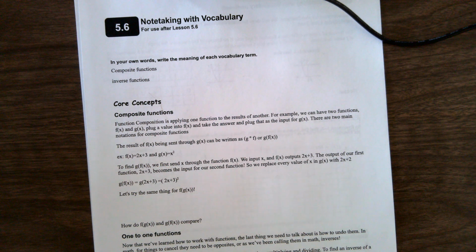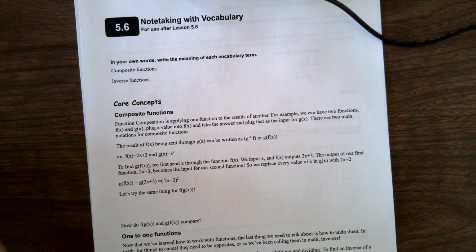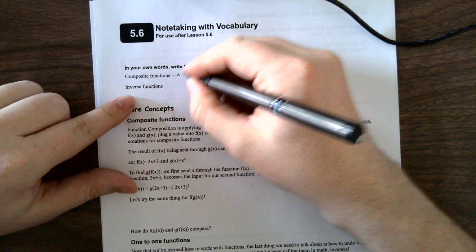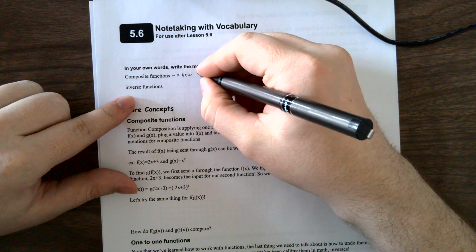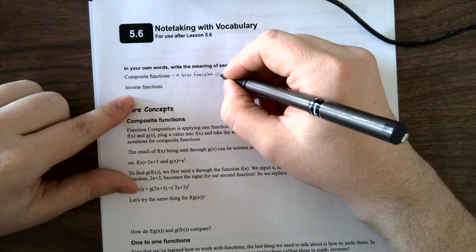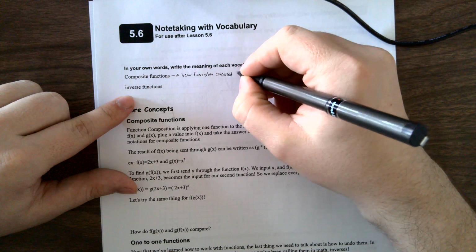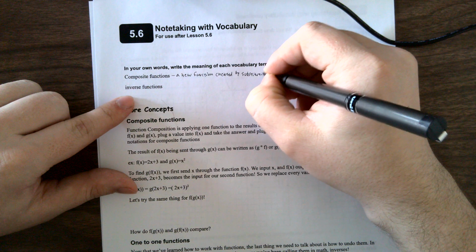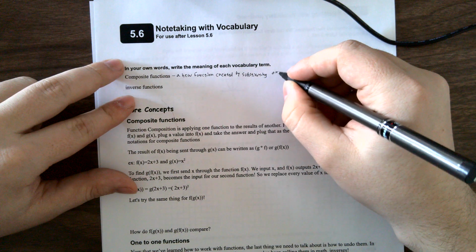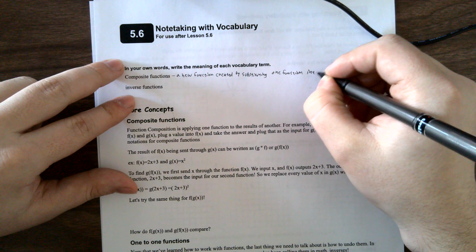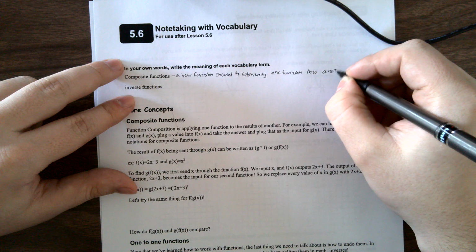So essentially, what a composite function is for us is we can define it as a new function created by substituting one function into another function.